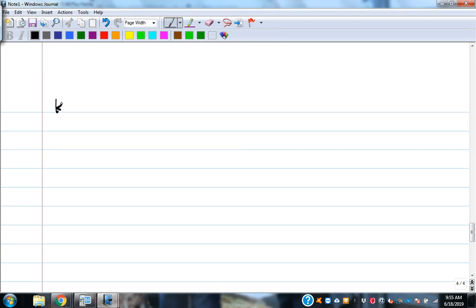Let's look at this problem. Let's say we had parentheses x minus 3 squared minus 5 equals 15. All right, so this one looks a little different. It doesn't have just a plain x squared in it. It's got a parentheses squared.